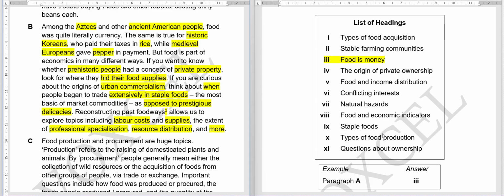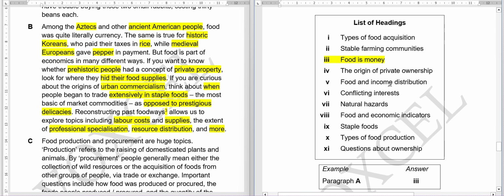Okay, time's up. We're going to read the options together and see if we were able to find the correct answer or not. First, types of food acquisition. Is there any mention of this, like these kinds of food were purchased? No. So this cannot be our answer. Second, stable farming communities. Is there any mention of farming communities who had stable income, or who were stable in any way or form? No, there is no mention of that either.